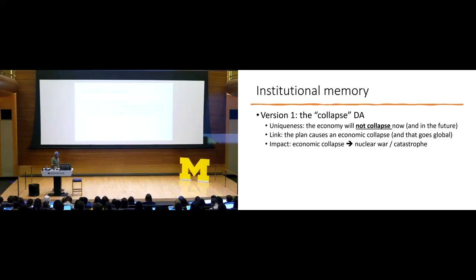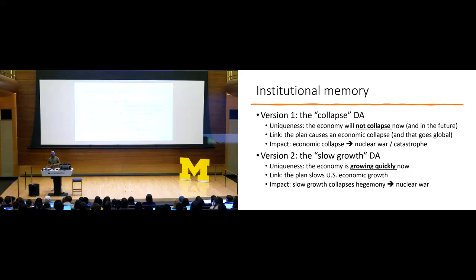The link is that the plan causes that collapse. It's oftentimes implied that that collapse then influences global economies as well. And that economic collapse leads to nuclear war. Implied in the impact is frequently that the impact evidence is describing diversionary conflicts. So when there is popular distress or unrest, and a leader in that country needs to divert attention away from that popular unrest, they start a military crisis to do so.